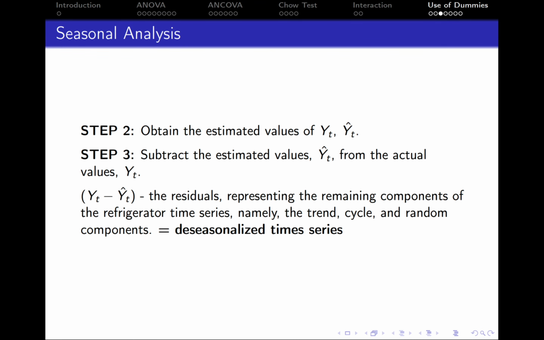So in a sense, what we get are the so-called residuals, which represent the remaining components of the refrigerator time series, namely the trend, cycle, and random components. By subtracting the estimated values from the actual values, we get the so-called deseasonalized time series.